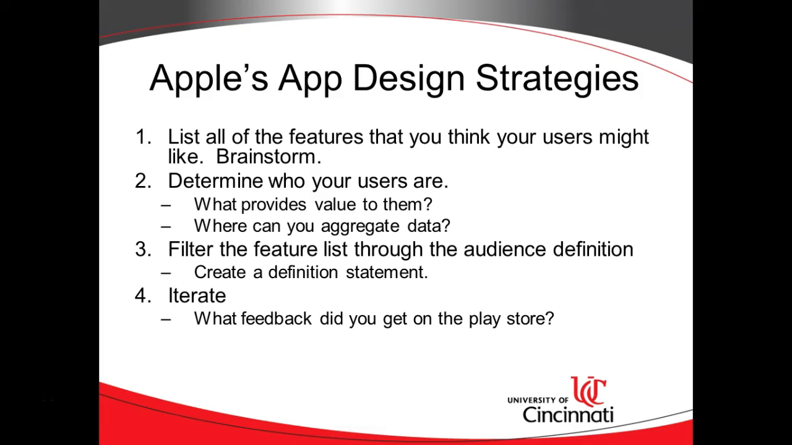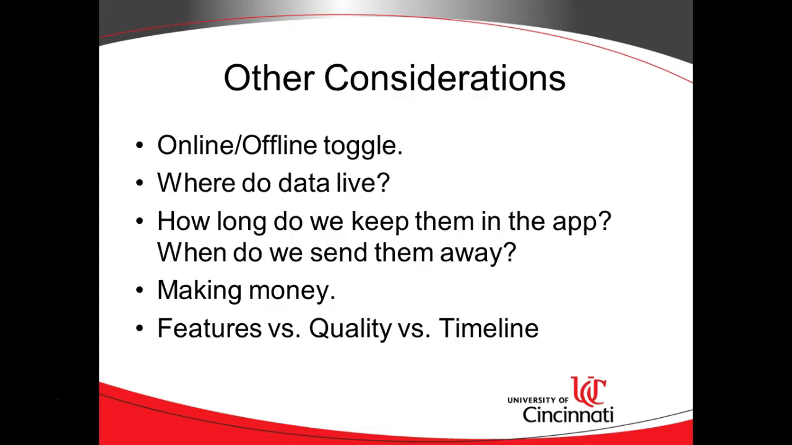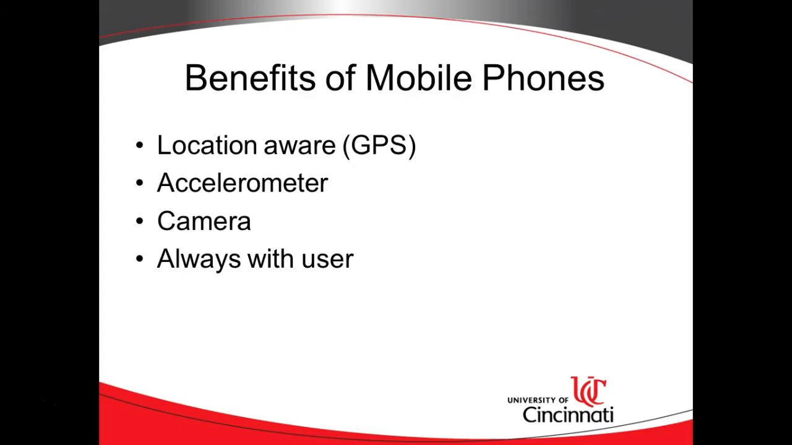I like the way that they propose this. First of all, think of every feature that you might want or that your users might want. Brainstorm about what all can be done with your app. Now, keep in mind the benefits and the disadvantages of mobile phones when you're thinking of these features. You don't want something that's just a web page. It should do more than what you could do on a browser.